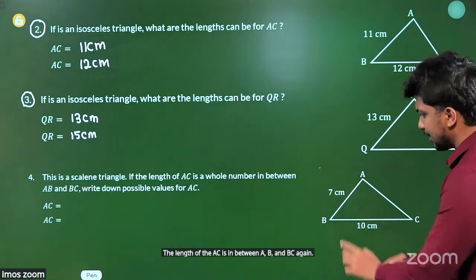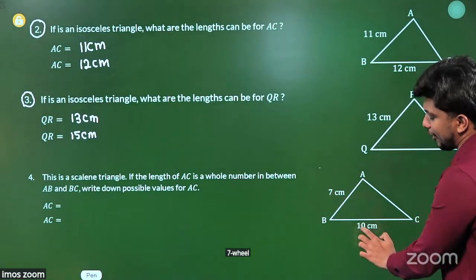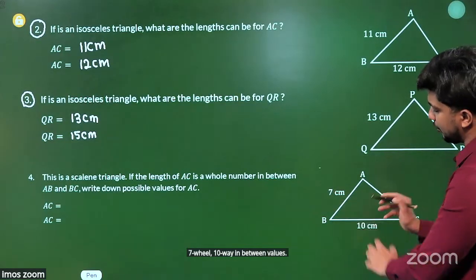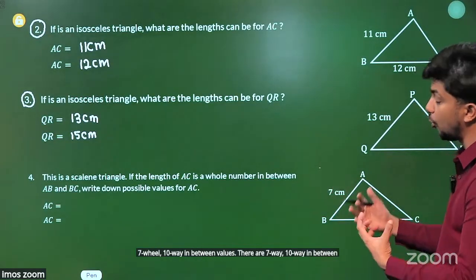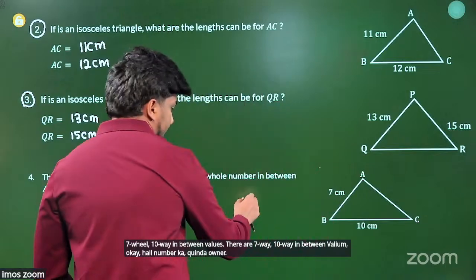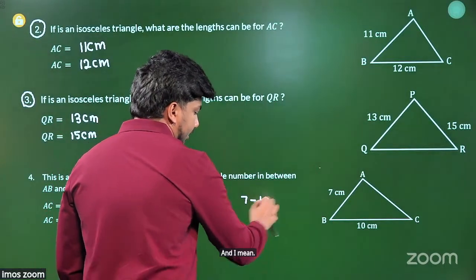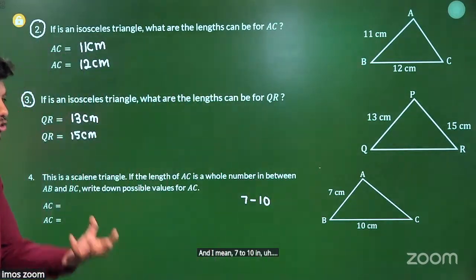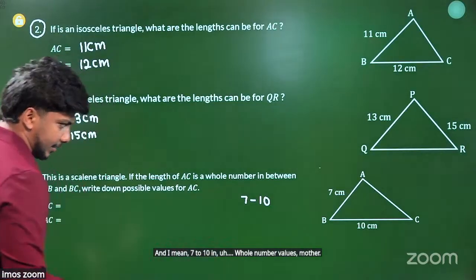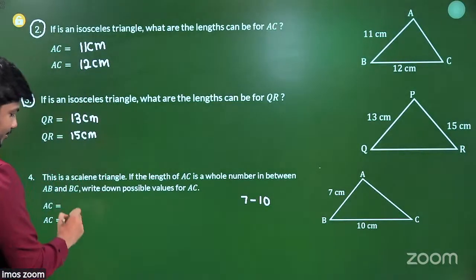Again, it is a value in between 7 and 10. What are the values in between 7 and 10? It must also be a whole number. So what are the whole number values from 7 to 10? The values between them are 8 and 9, right?